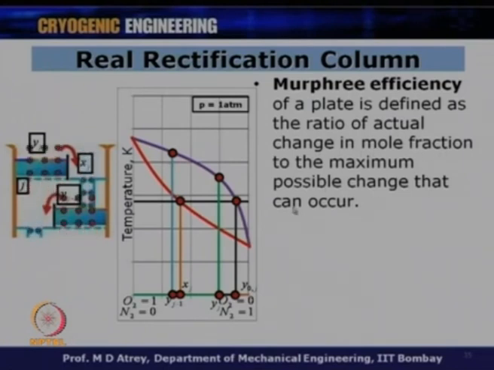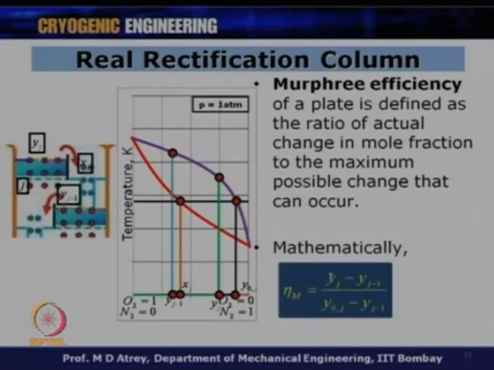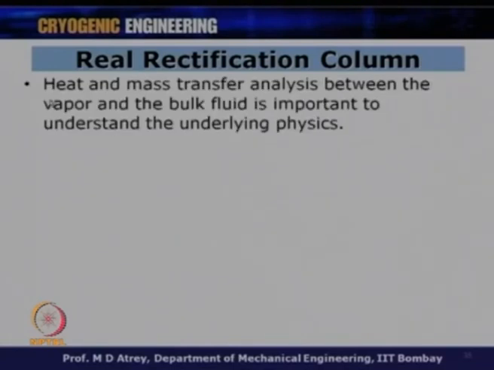So, mathematically, the actual change in mole fraction is Yj minus Yj minus 1, which is the actual molar transformation that took place across a plate, divided by the maximum possible mole fraction change, which is Yoj minus Yj minus 1. So, this is basically going to decide how far away from ideality one plate can go when the molar composition and the temperature can change. All right.